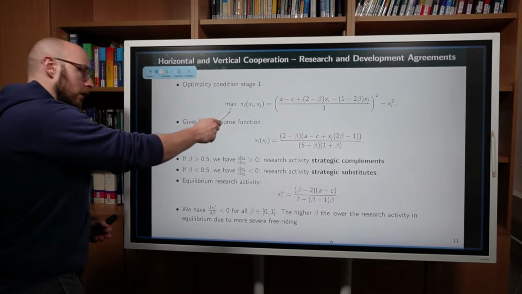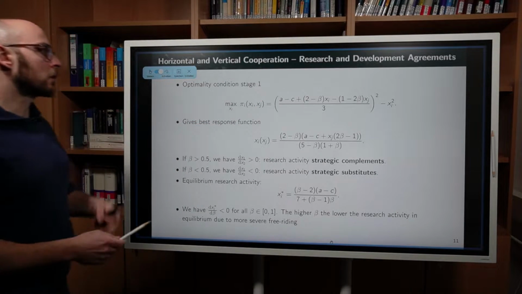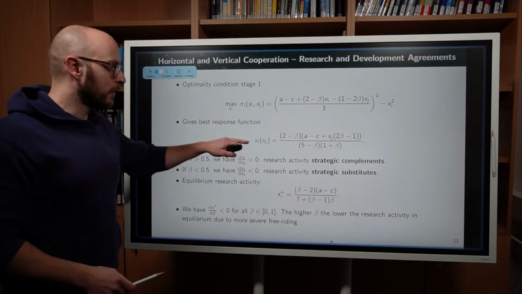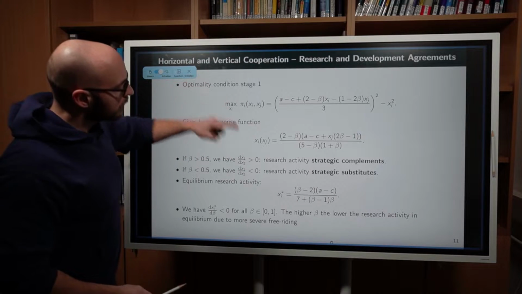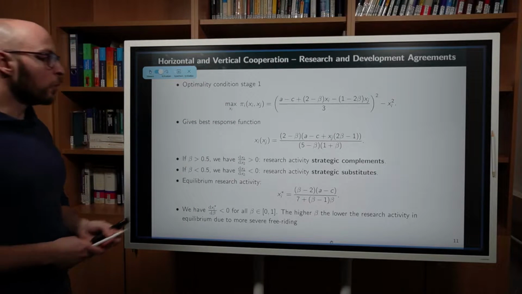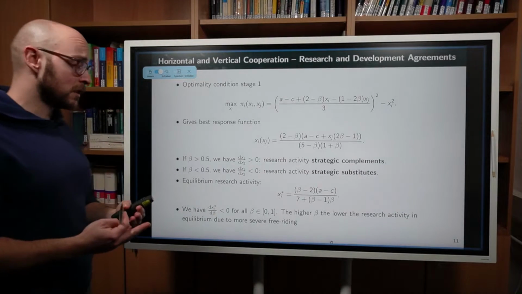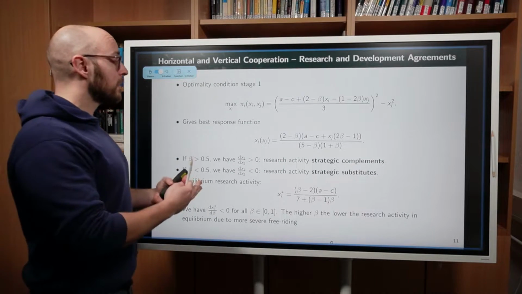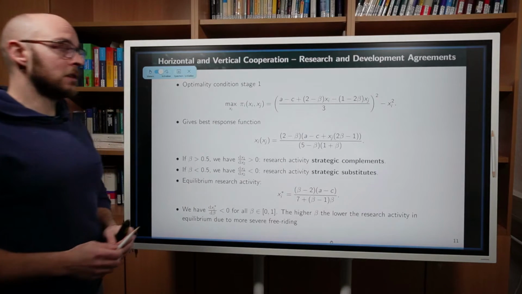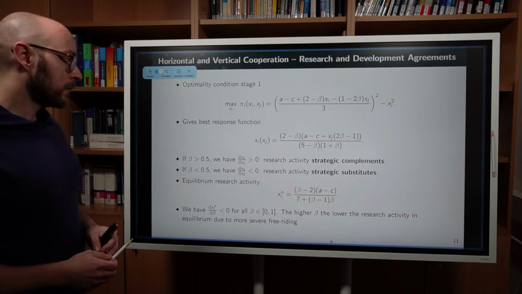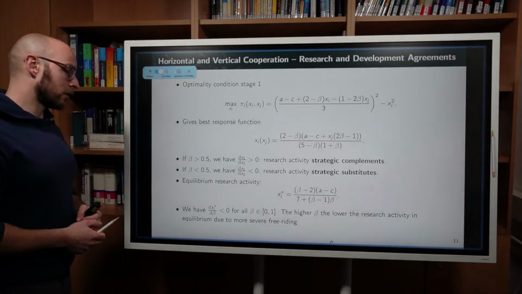So differentiate with respect to xi, set equal to 0, rearrange with respect to xi, and then you get to this expression. What this expression tells you is basically what will firm I's research activity be given a certain research activity of firm J, right? So our classical best response function.